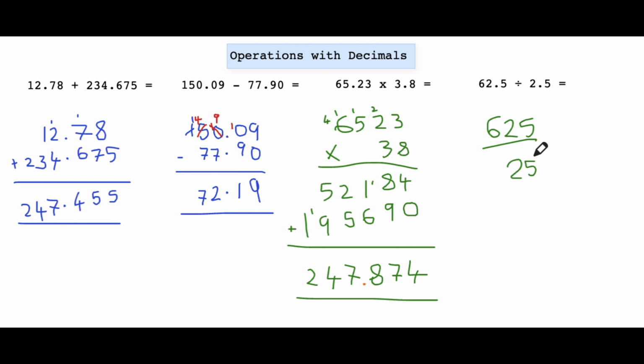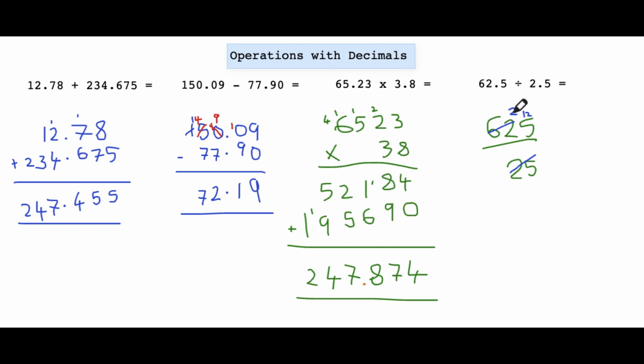So 25 goes into 62 how many times? It goes into 62 2 times. All right, put the small 2 there. But now, what is the remainder? So we know that 25 times 2 is 50. 62 minus 50 is 12. So the remainder is 12.